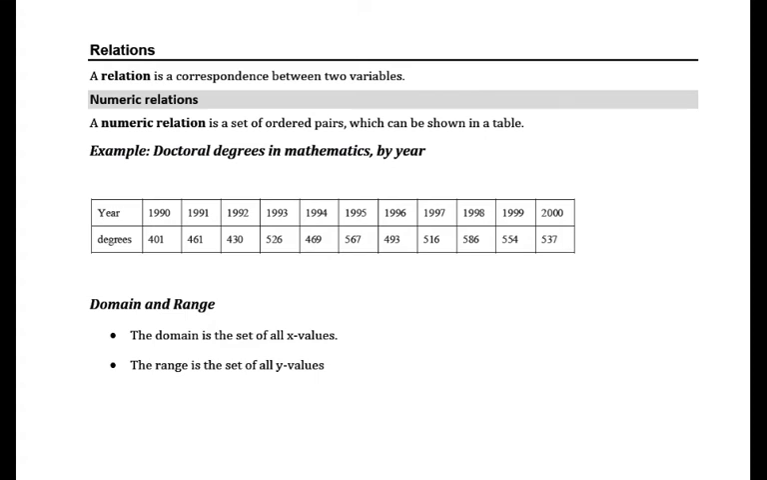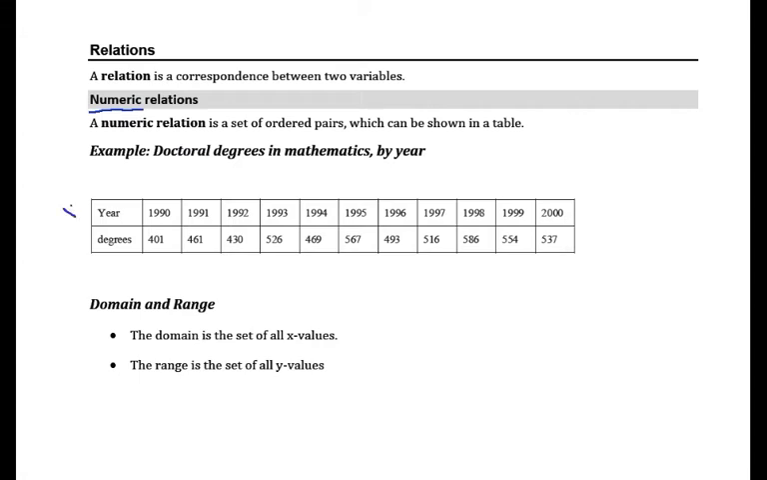A relation is any correspondence between two variables. There are several ways to define a relation. What we're going to start with is what we would call a numeric relation. A numeric relation can be defined by a set of ordered pairs, or they could be laid out in a table format like we see here.